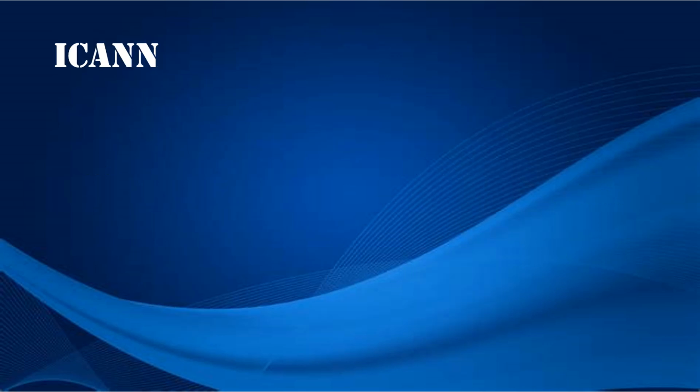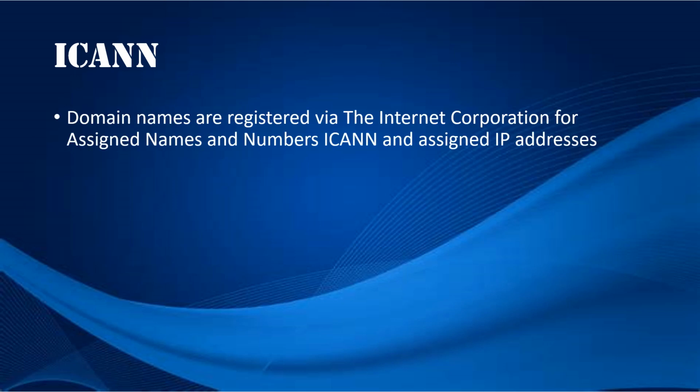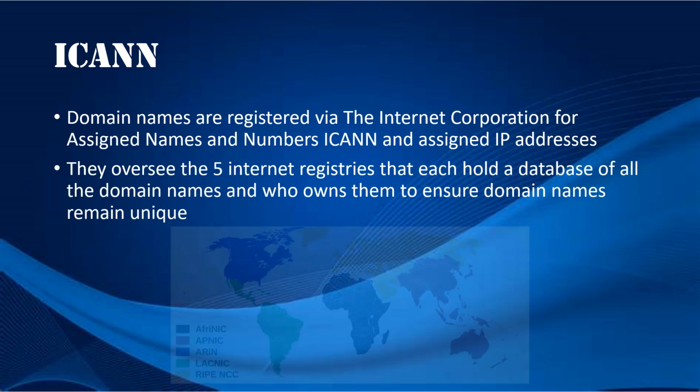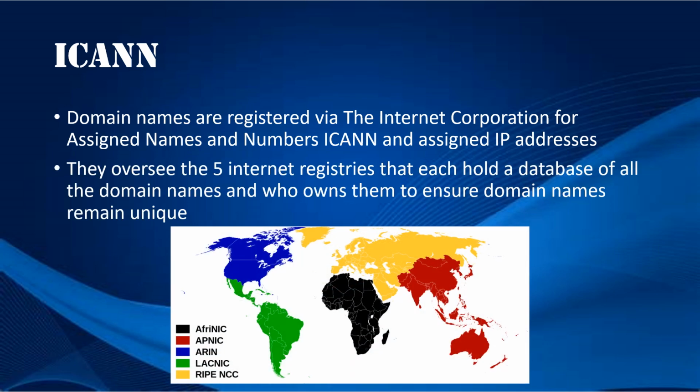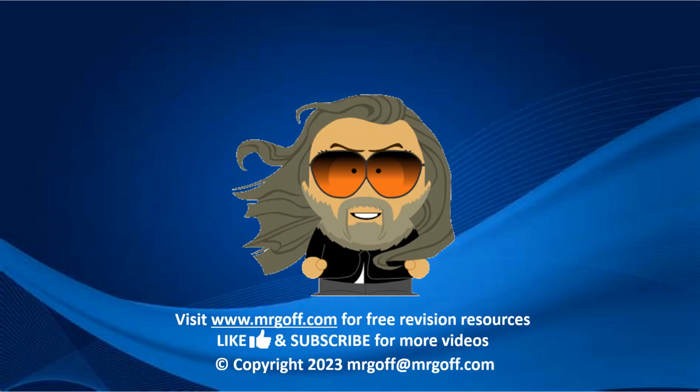Domain names are registered via the Internet Corporation for Assigned Names and Numbers, or ICANN for short. They oversee the 5 Internet registries that each hold a database of all domain names and who owns them in order to ensure domain names remain unique. That brings us to the end of this video on how the Internet works.